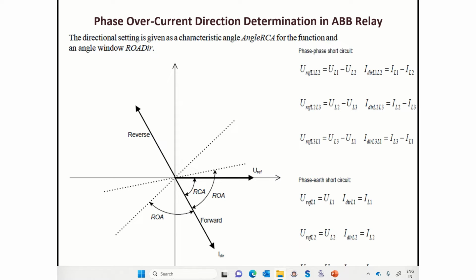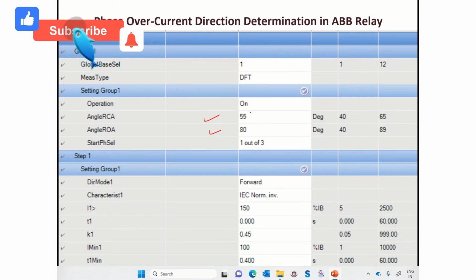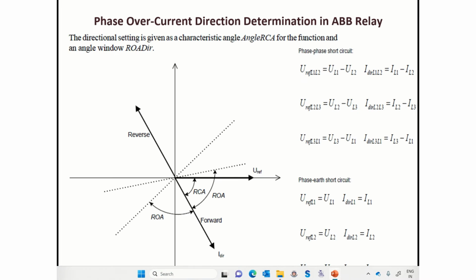For example, for this ABB relay, this is settable. So if you see this setting, this is one example only. The angle RCA is given here as 55, and angle ROA is given as 80. Now, angle RCA is given as 55, and our general understanding is that it should be in the anti-clockwise direction. But since the ABB relay is using the same phase voltage as the reference voltage, your RCA is to be drawn lagging, and that's why RCA is always drawn lagging here.